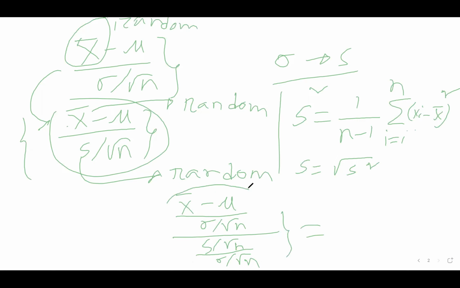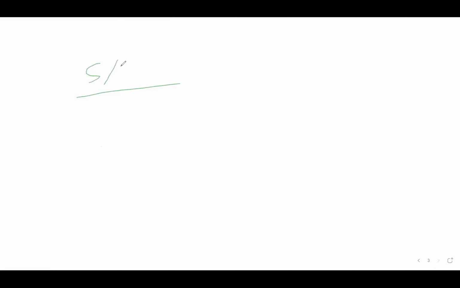Okay, so now what is the distribution of this one? We know this distribution is the normal distribution with mean 0 and standard deviation 1, right? So the distribution of the numerator is normal 0, 1. Now we have to find the distribution of the denominator. So how can we find the distribution of this one? In the denominator, we have S over square root of n and sigma over square root of n. So we can just write this one as S over sigma.